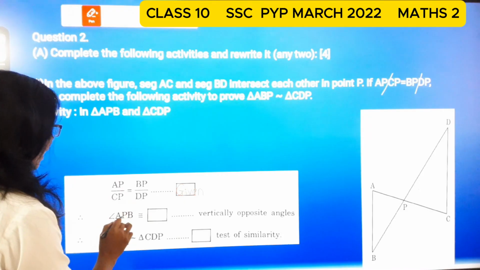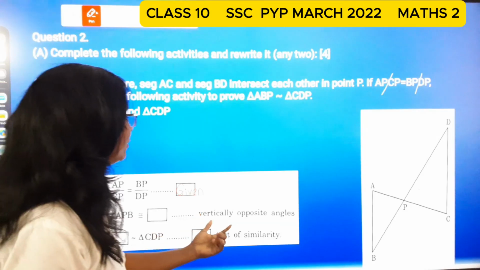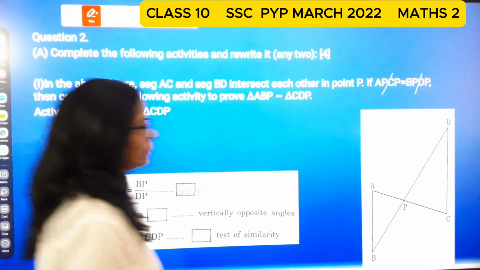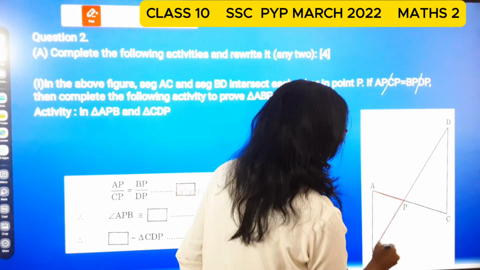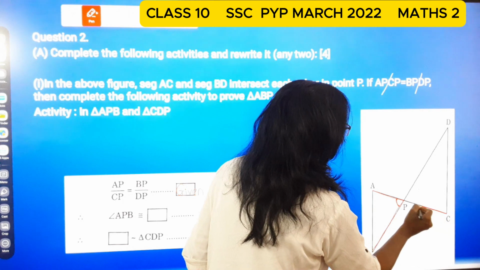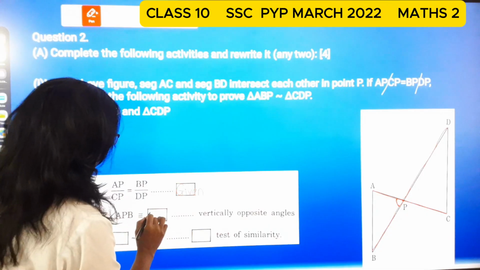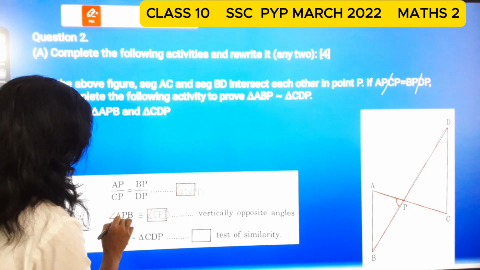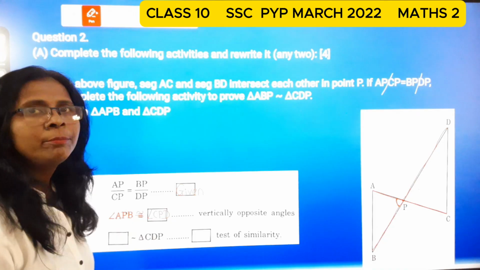Then angle APB is congruent to its vertically opposite angle. Which one is the vertically opposite angle? Angle APB, this one students. The opposite angle is CPD. So I write here: angle APB is congruent to angle CPD.